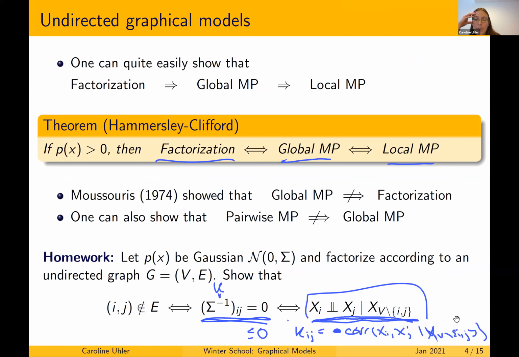Okay, so I'm looking at the conditional distribution. Okay, so you have a Gaussian here. First you write out what is the conditional distribution of two variables given everyone else. That's again a Gaussian distribution. And you can actually write out what the covariance matrix is and the inverse covariance matrix of that distribution. Okay, so I write out the distribution of xi, xj given everyone else. It's a conditional distribution. It's again a Gaussian.